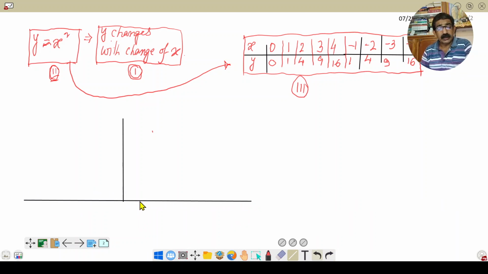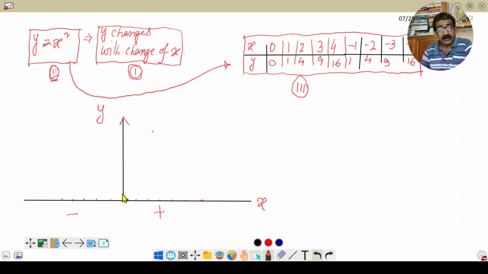And according to our one, 2, 3, 4, 5, 6, etc. -1, -2, -3, -4, -5, etc. So this is x. This is positive x and this is negative x. And the value of y is always positive, so negative y is not necessary here. We are giving here y.